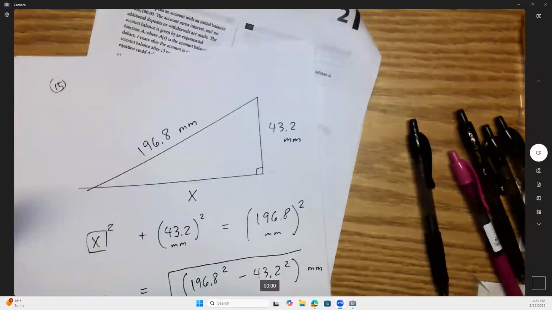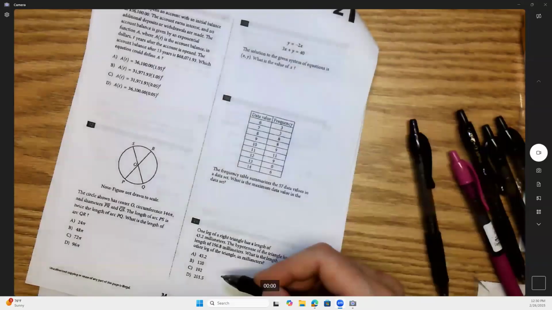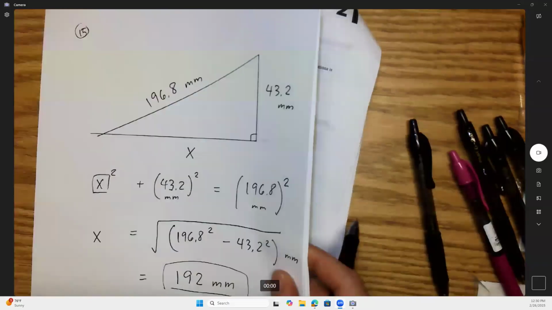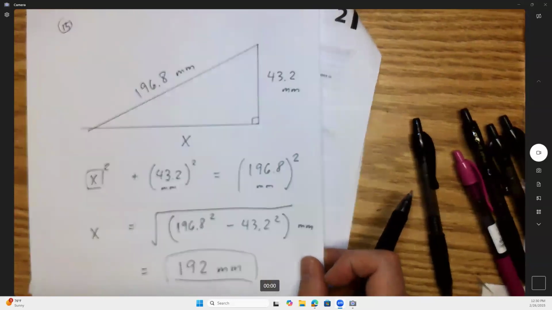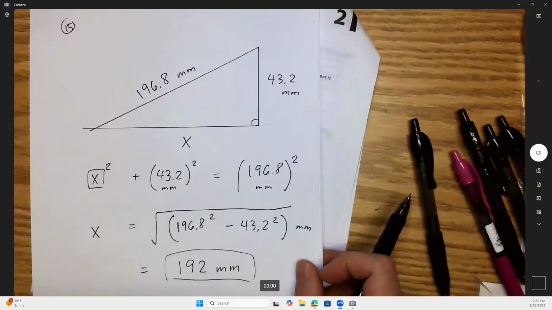That should be the answer. That is C. Guys, 15 is C. You guys got 15 is C? Everybody good?